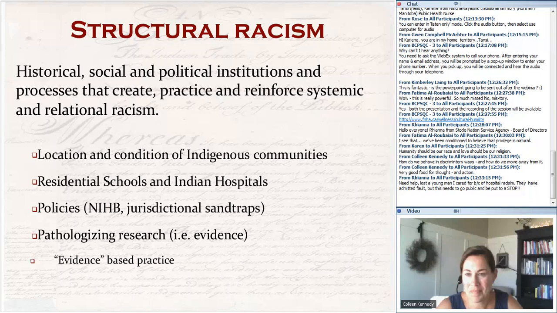People don't often talk about Indian hospitals, but those existed as well during the same period of time. People often that were diagnosed, or not diagnosed but thought to be ill with things like tuberculosis, were taken to those hospitals and left there for long periods of time. Other policies like the non-insured health benefits and some jurisdictional sand traps around federal and provincial health services for Indigenous people.